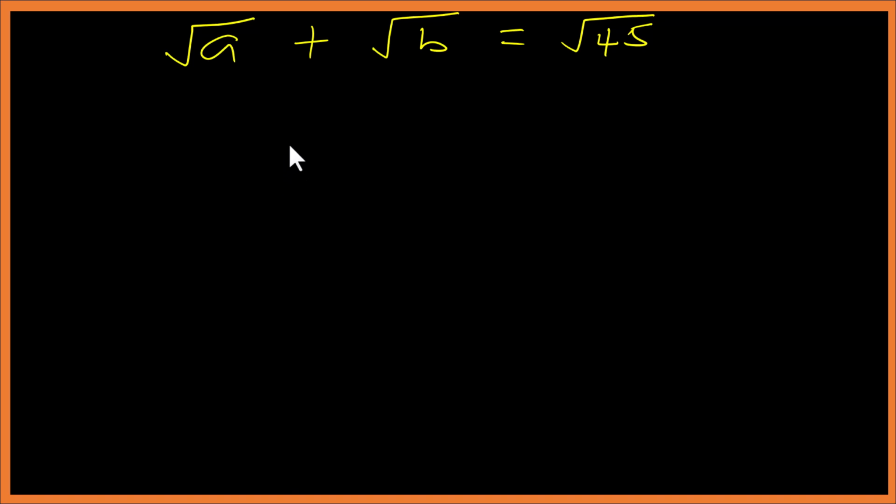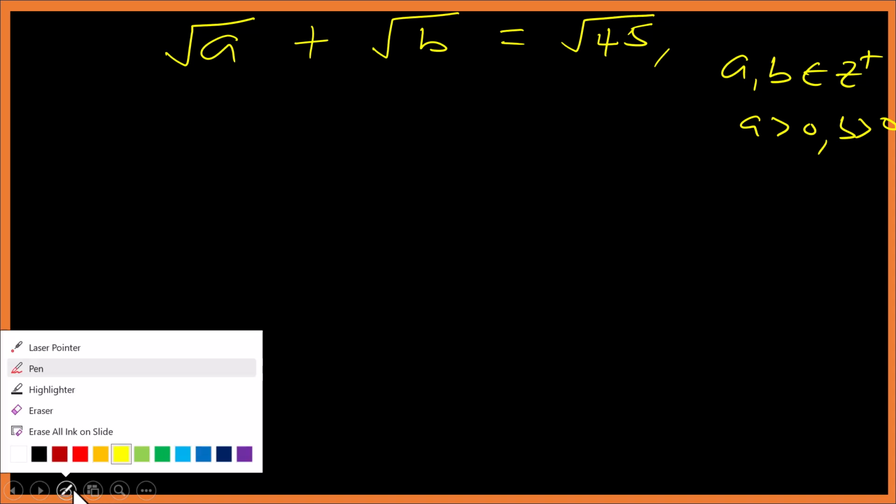Welcome to another video. Now in today's video I'm going to provide a solution to this problem. Okay, so we have a, b being positive integers, okay, and a is greater than 0 while b is also greater than 0. Okay, so let's get started.